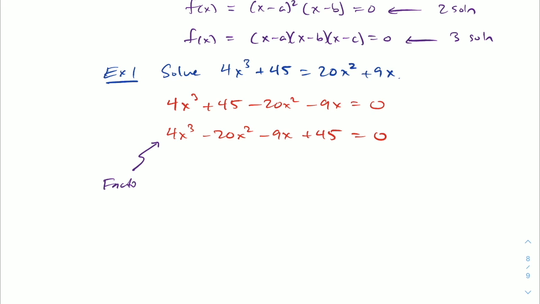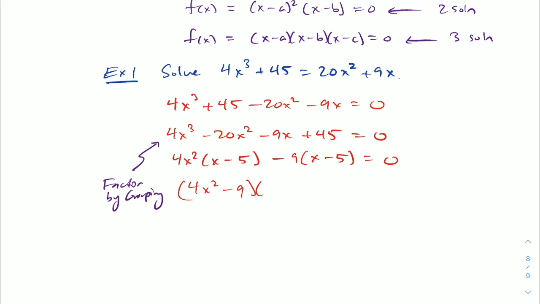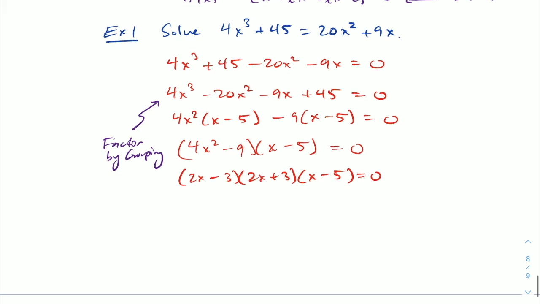Now let's factor by grouping. So we'll pull the 4x squared out of the first 2 terms and be left with x minus 5, and then the negative 9 out of the next 2 terms and also be left with x minus 5. Then factoring again, we get x minus 5 times 4x squared minus 9. The 4x squared minus 9 is a difference of squares, so we can write that as 2x minus 3, 2x plus 3. And now we have completely factored this cubic, and we have 3 zeros.